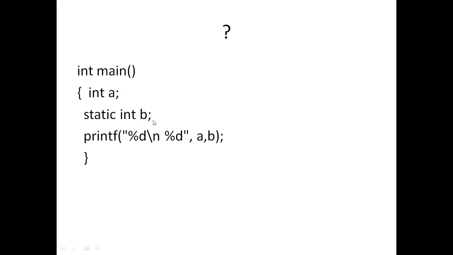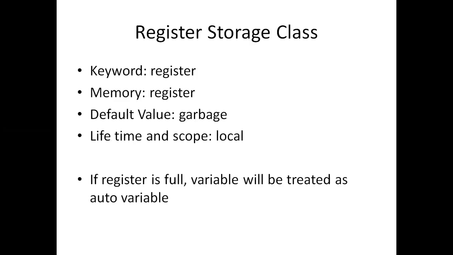Int A, static int B. In this program we have printf %d %d. You can see int A will have a garbage value and int B, which is a static variable, will have 0 as the default value. So this 1 2 3 is a garbage value and 0 is the default value for a static variable.